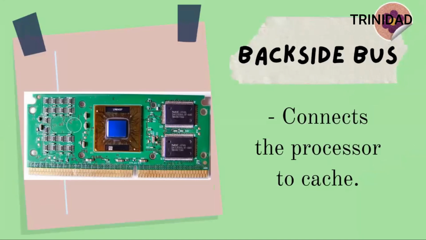Next is backside bus. Backside bus connects the processor to cache. Yung backside bus is kumokonek siya sa CPU sa level 2 cache. Nag-uugnay ito ng dalawang chips sa parehong rate ng orasan tulad ng CPU mismo. Kinokonek ng backside bus yung dalawang chips sa bilis ng processor. This means yung backside bus nagra-run siya sa full speed of the CPU.